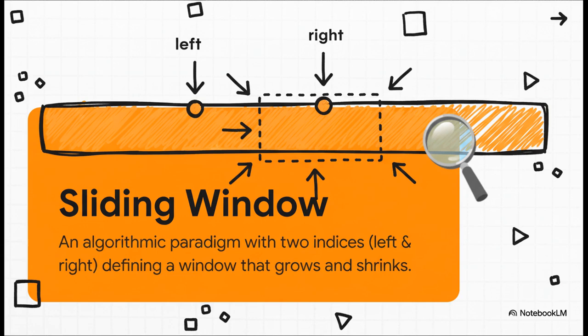Okay, so here's the textbook definition. A sliding window is all about using 2 pointers, usually called left and right, to mark out a specific chunk or a window over your data. The whole idea is that this window slides. It expands by moving the right pointer, and it shrinks by moving the left one, so you can check all the important parts without redoing a ton of work.